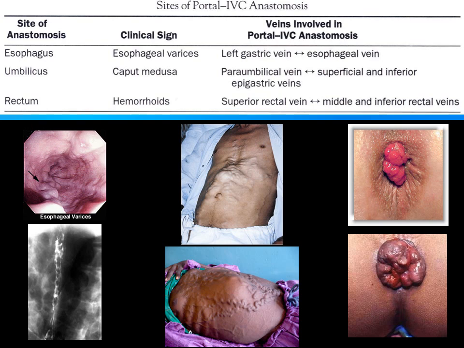We've already spoken about the sites of portal caval anastomoses. And depending upon which site is used or engorged secondary to blockage of the portal system, different signs and symptoms may be produced. For example, if the site of anastomosis used is the esophagus, esophageal varices can be seen here, using a barium swallow. Around the umbilicus, the dilated veins produce caput medusae. And the anastomosis between the superior rectal vein and the middle and inferior rectal veins produces hemorrhoids when engorged.